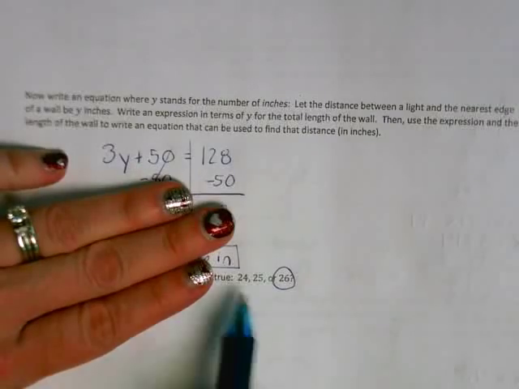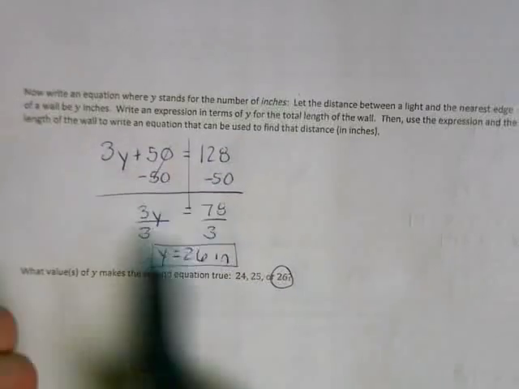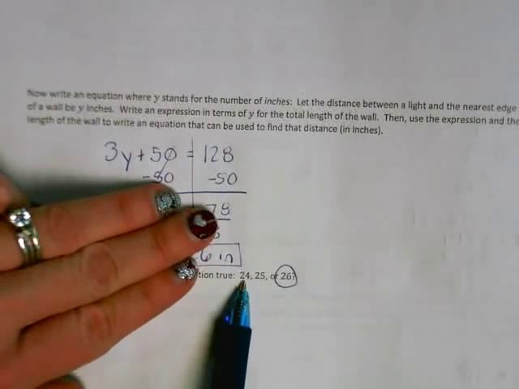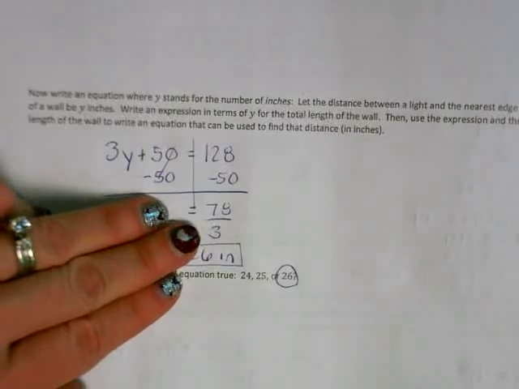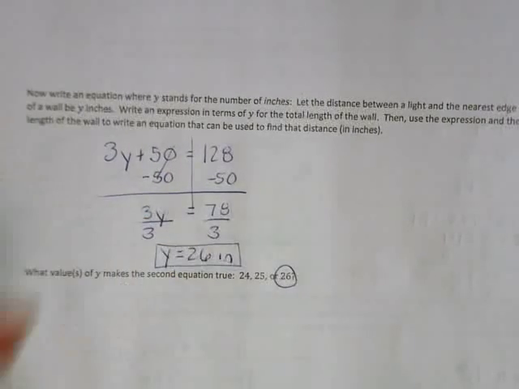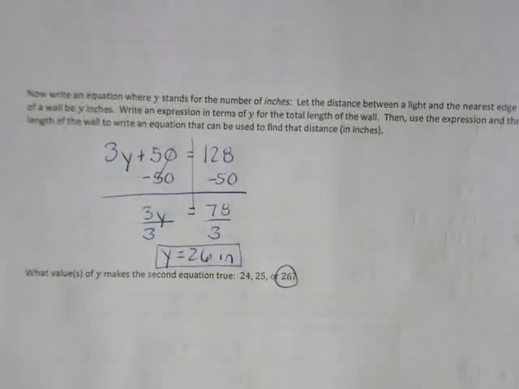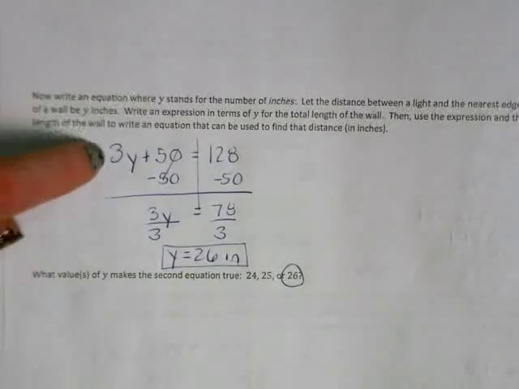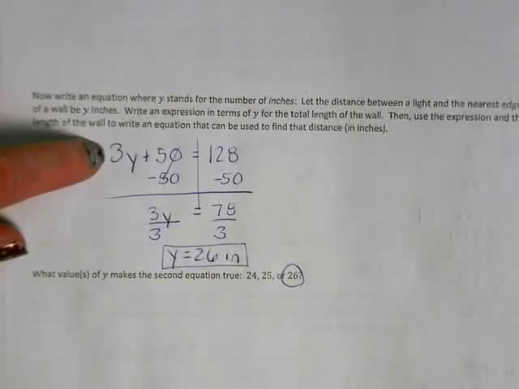If we plugged in 24 for this, we'd be able to find out without doing the solving work at least whether 24 worked or not. If we plugged in 25, we'd be able to see whether 25 worked or not. Plugged in 26, we'd find out, yes, 26 definitely does work for this. 3 times 26 plus 50 is going to be 128. So there might be times where you just have an equation and you're not even asked to solve it. You're just asked which of these values makes it true, and you just need to plug it in.